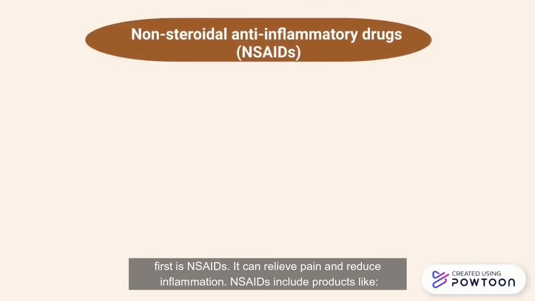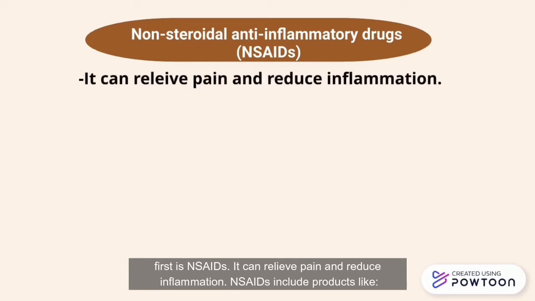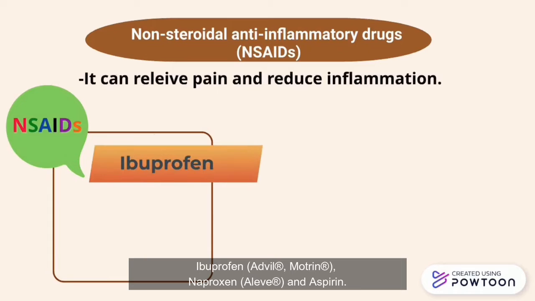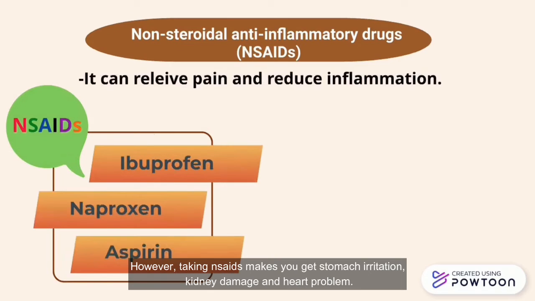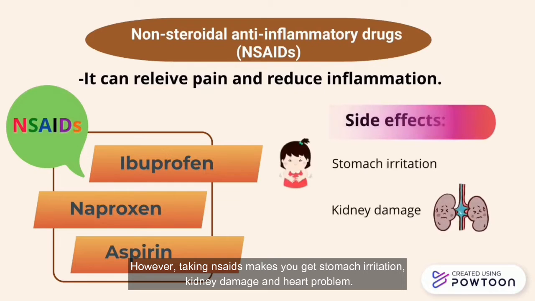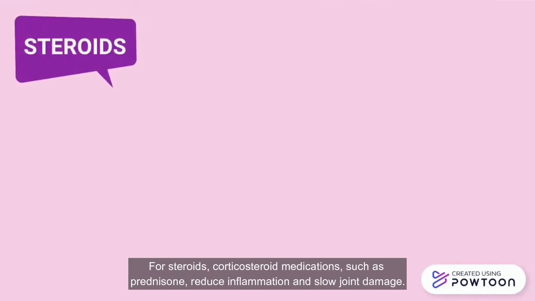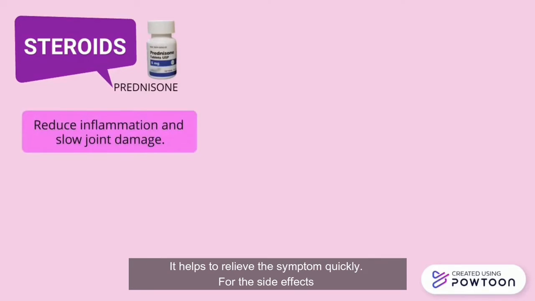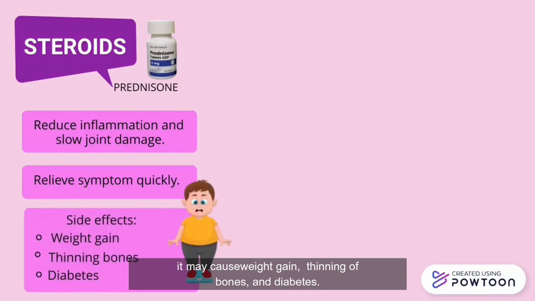First one is NSAIDs. They can relieve pain and reduce inflammation. NSAIDs include products like ibuprofen, naproxen, and aspirin. However, taking NSAIDs may cause stomach irritation, kidney damage, and heart problems. For steroids, corticosteroid medication such as prednisone reduces inflammation and slows joint damage. It helps to relieve the symptoms quickly. For the side effects, it may cause weight gain, thinning of bones, and diabetes.